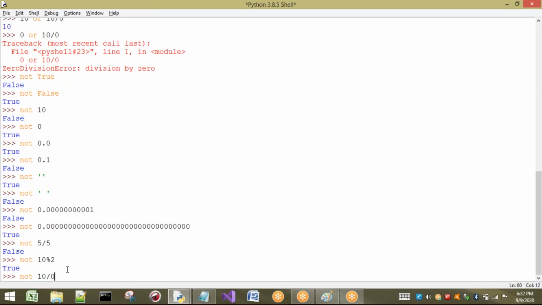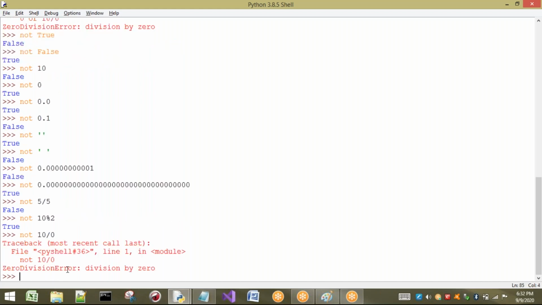Next, not 10 by 0. Here what happens? When I take 10 by 0, it has to evaluate 10 by 0, and when it tries to evaluate it, we are going to get a zero division error. So these are the different possibilities where we can see our not operation. If x evaluates to true, then false. If x evaluates to false, then true. Only here we have one value for not. If we consider and or, there we have two different values, x and y or x or y. But in the case of not, we have only one value.